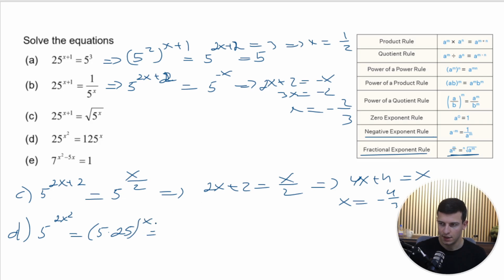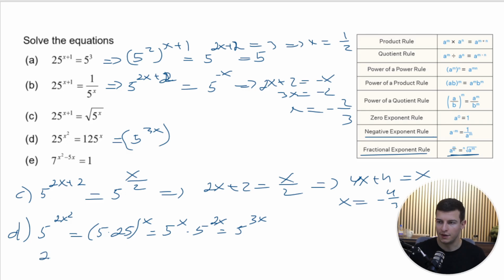Okay, I can open the right side a bit more. I can say 5^x times 5 to the power of 2x, right? And that's 5 to the power of 3x in total. Now, you could potentially see that 125 is 5 cubed as well. That would be great if you did. But if you didn't, you could treat it this way as well.